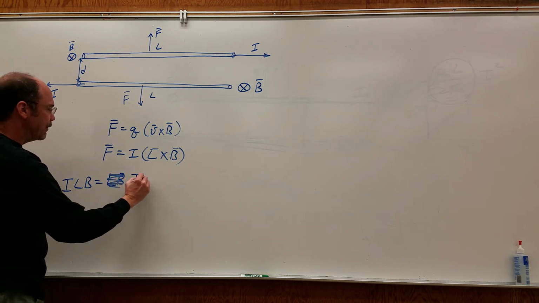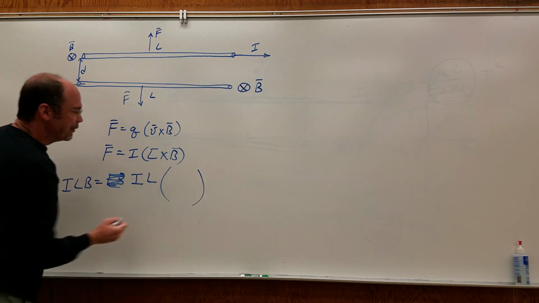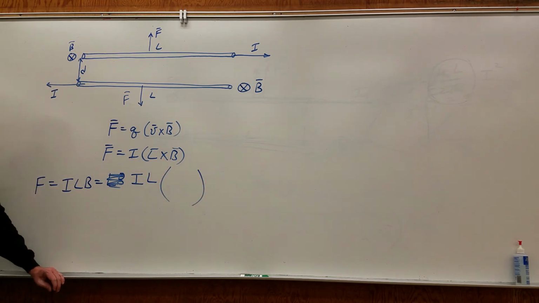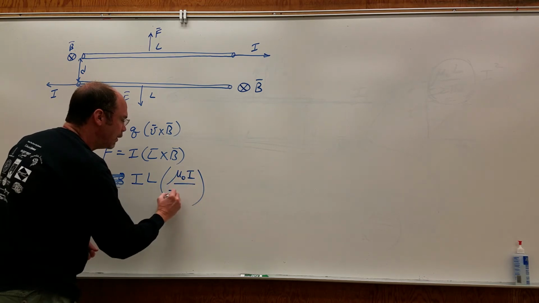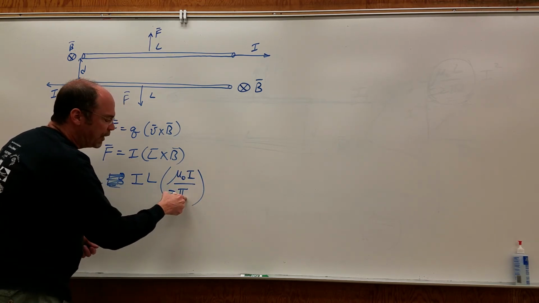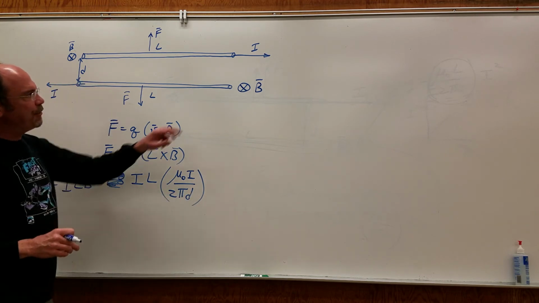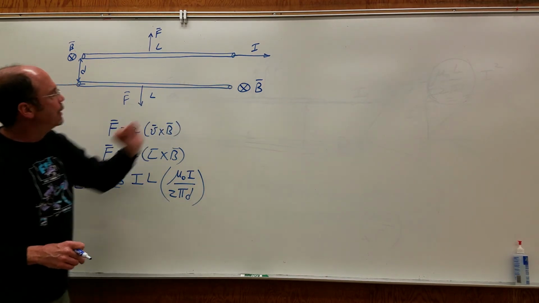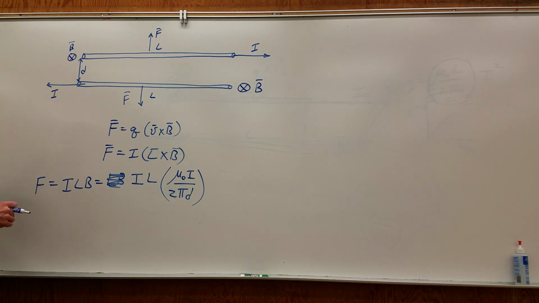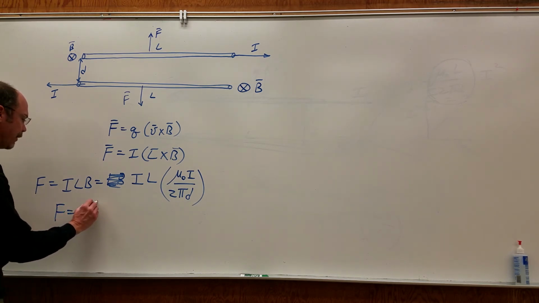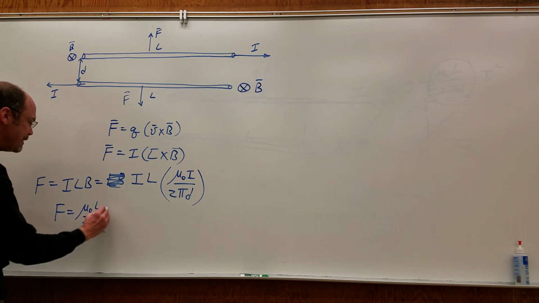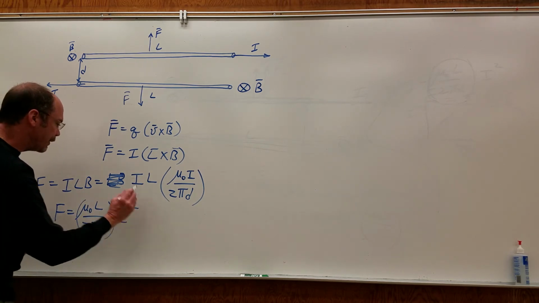Leave the I L alone and put in what the B field is. You should remember that the magnetic field produced by a long, thin, current-carrying wire is just equal to this. This d is how far away the field point is from the source of the field, so that'll be the separation distance d here. Again, these currents are the same, so I can group them together. So I get mu0 L over 2 pi d times I squared.